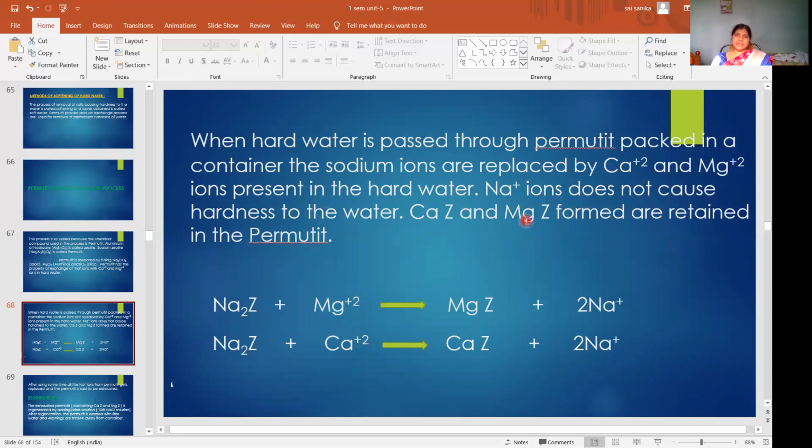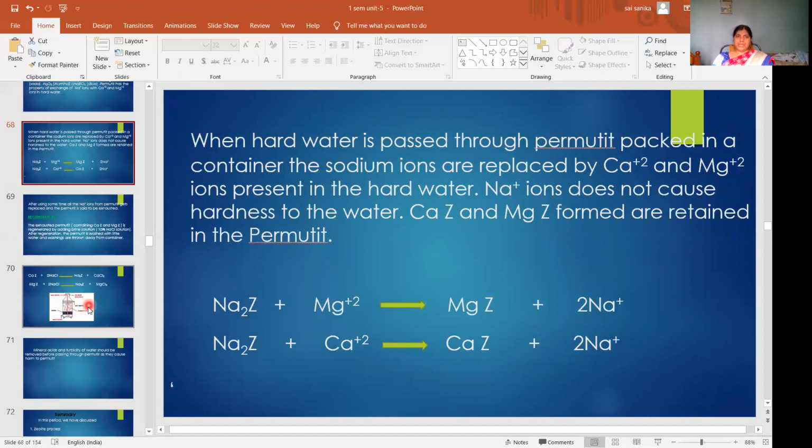Ca and Mg zeolites formed are retained in the permutit. Okay, so here we are using one container. In that container, we are packing a permutit. It is a chemical, sodium zeolite, that is packed in that container. Onto that permutit, we are passing hard water.